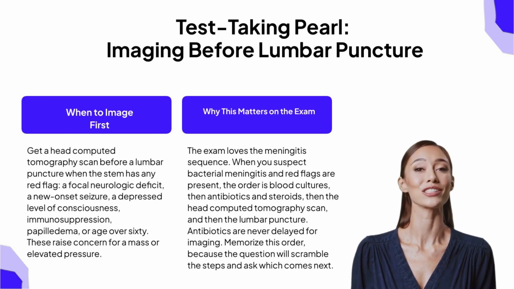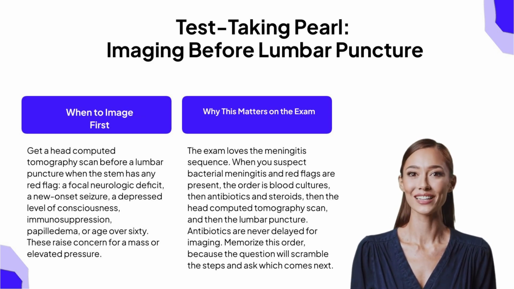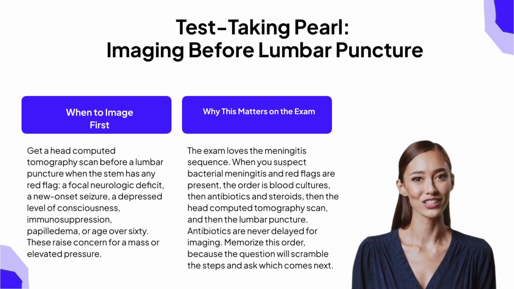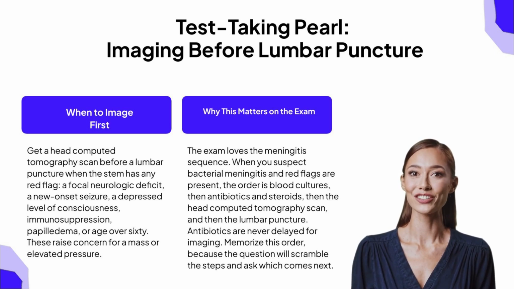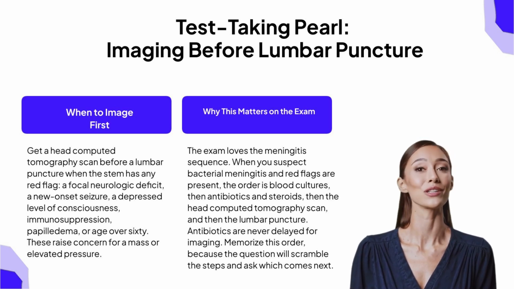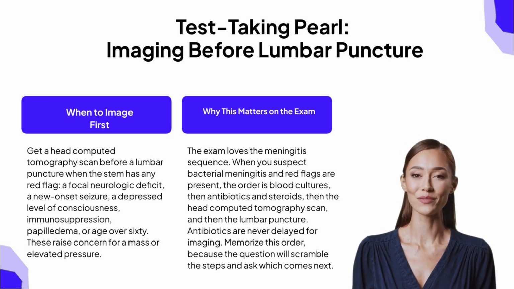Here is a critical test-taking pearl about imaging before the lumbar puncture. Get a head-computed tomography scan first whenever the stem hands you any of these red flags: a focal neurologic deficit, a new onset seizure, a severely depressed level of consciousness, immunosuppression such as human immunodeficiency virus, papilledema, or age over 60. These features raise concern for a mass or for elevated pressure, where an immediate tap could be dangerous.